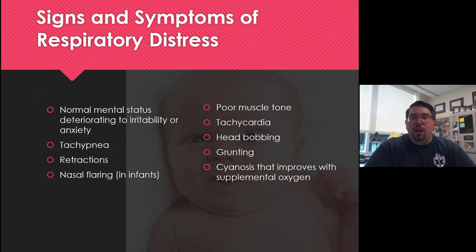Signs and symptoms of respiratory distress include things like a normal mental status that begins to deteriorate, or we start to notice irritability or anxiety in the child, tachypnea, muscle retractions, either subcostal or intercostal retractions, any of those components, nasal flaring in infants, poor muscle tone, tachycardia, head bobbing, where the kid is having a hard time keeping themselves awake, grunting, as they're trying to forcefully exhale as they breathe. It's very common in asthma patients, and then cyanosis that improves with supplemental oxygen. Those are all going to be signs of respiratory distress.